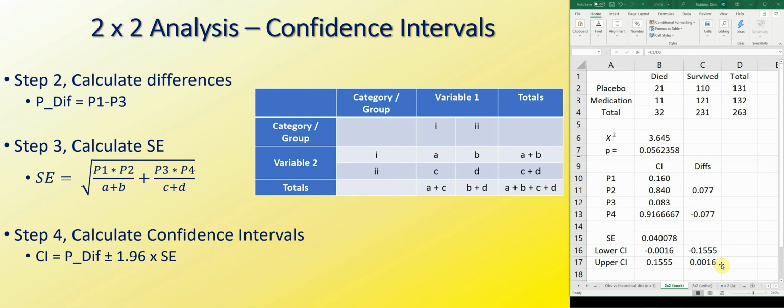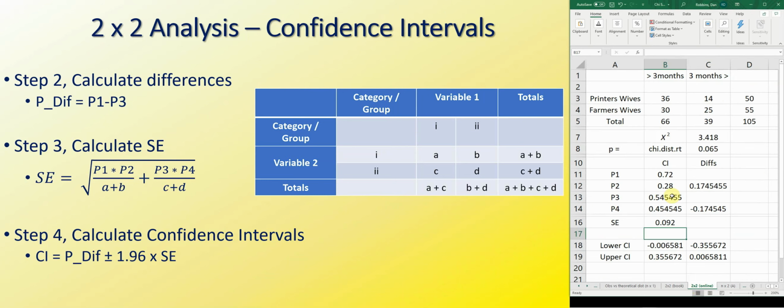If you're using the online version of the textbook to reinforce your learning, there is a different example of a 2 times 2 analysis. I've completed the analysis, which you can see in Excel here on the right. You can work through this in your own time just to confirm that you're getting the process correct.